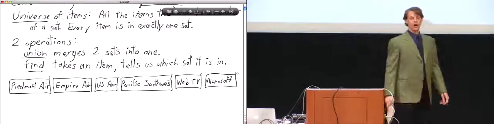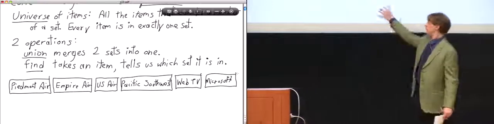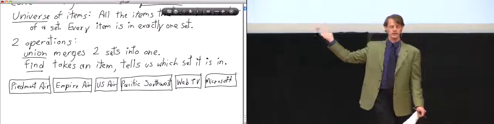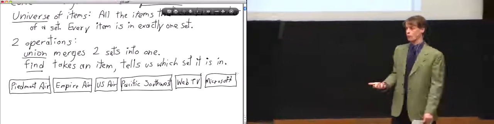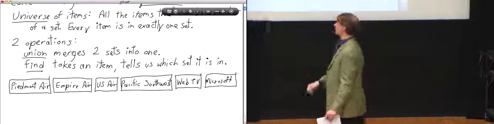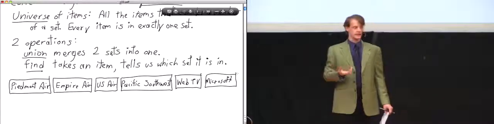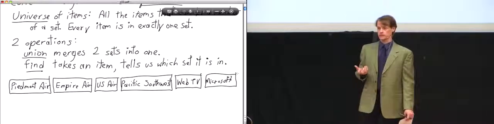And so my union-find data structure looks like this. I have a bunch of items. Initially, every item is in its own set, all by itself. But then we can start merging them into bigger sets with the union operation.